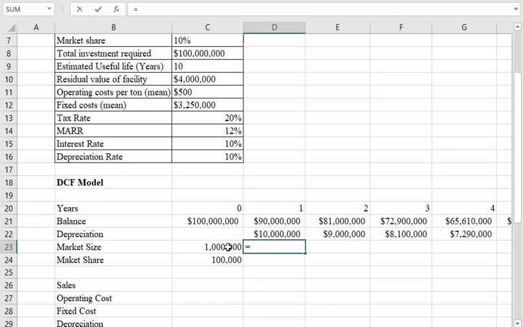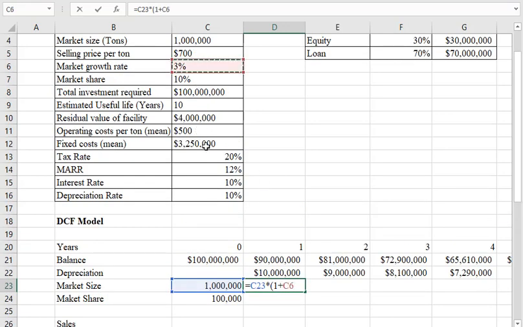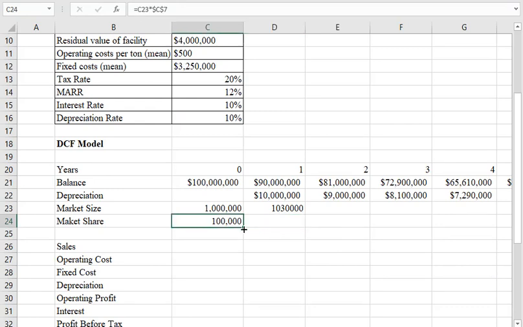At the end of the first year the market will grow by 3%, that can be written as previous market size multiplied by 1 plus 3%. Let's fix this 3%, and our market share is constant at 10%, so we can copy this formula to get the market share at the end of the first year.